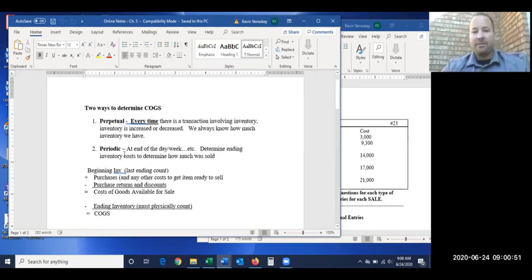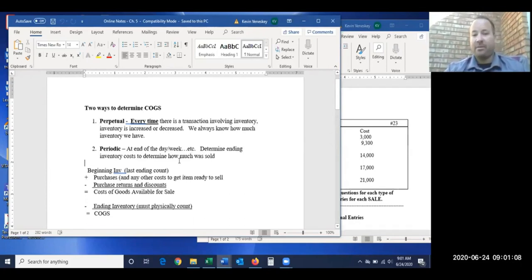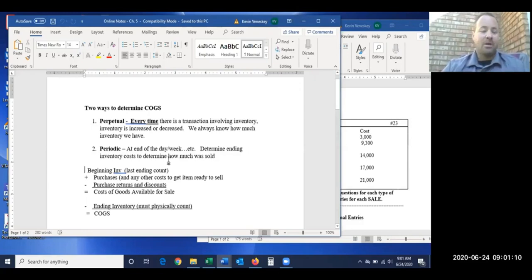Whereas with the periodic, you're going to update it periodically. You're going to update it at the end of every day, perhaps every other day or every week. You want to keep it updated at probably at least that often, so you know when you have to reorder, how much, and how much stuff you still have left.